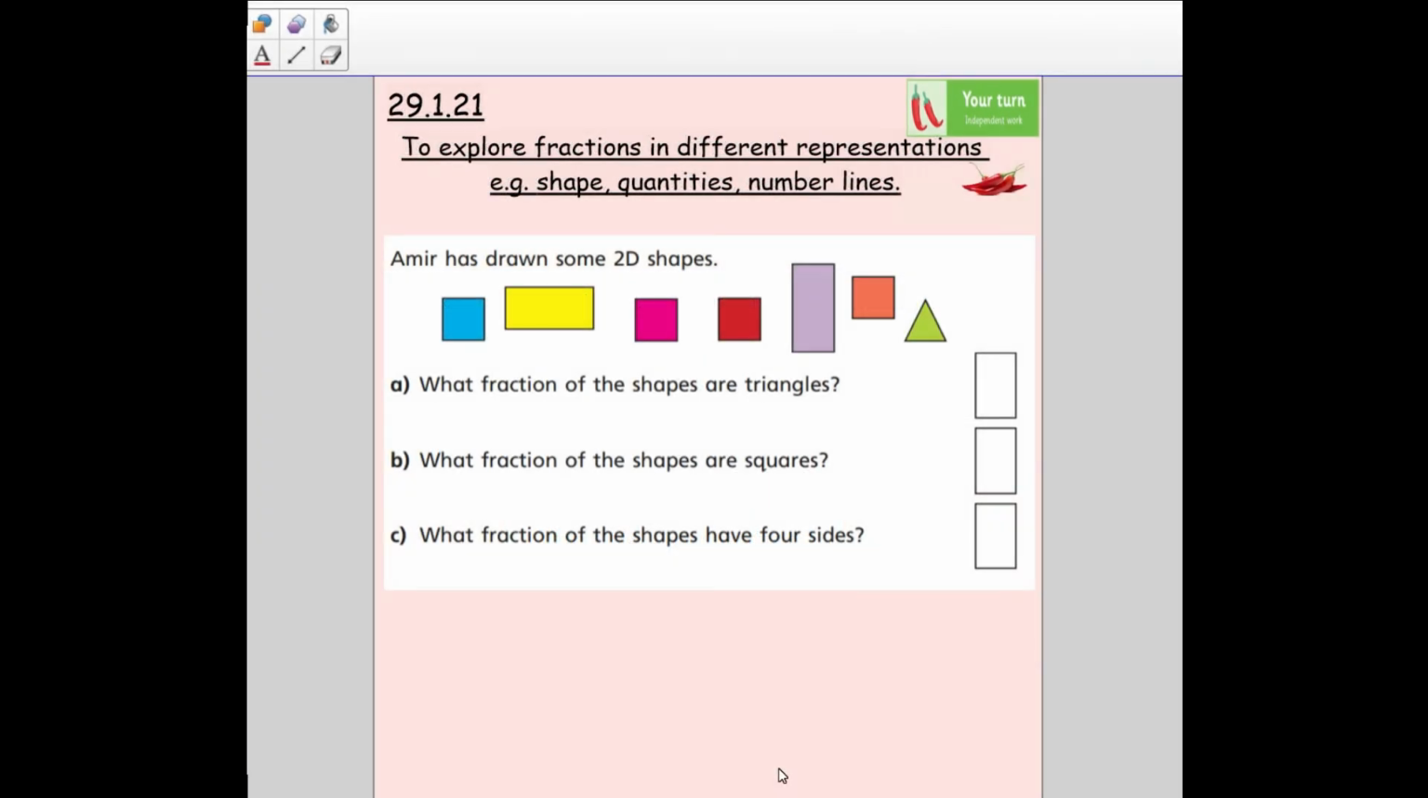Amir has drawn some 2D shapes. What fraction of the shapes are triangles? What fraction of the shapes are squares? What fraction of the shapes have 4 sides? Pause the video and have a go now, chilli 3.